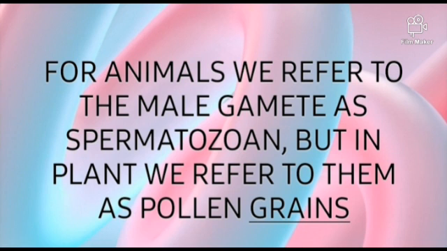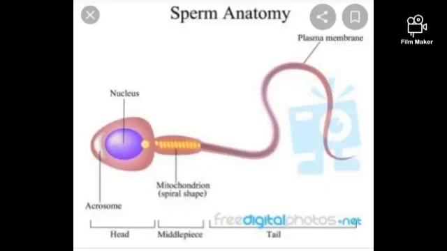I have told you that for animals, we refer to the male gamete as spermatozoon, but in plants, we refer to them as what? As pollen grain. If somebody asks you, what is the male gamete called in animal? The answer is spermatozoon. What is the male gamete called in plant? The answer is pollen grain. What is the female gamete called in animal? The answer is ovum or egg. What is the female gamete called in plant? The answer is ovule.